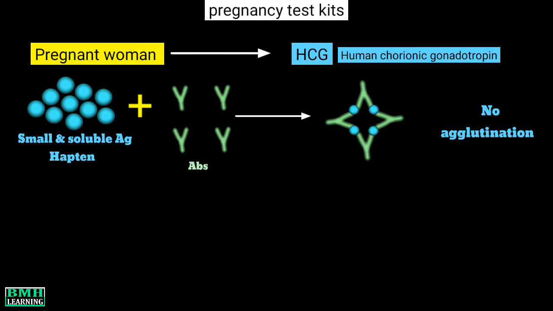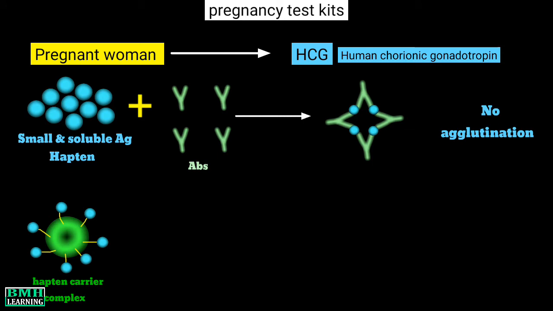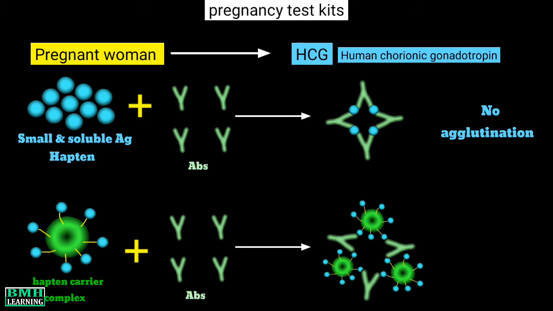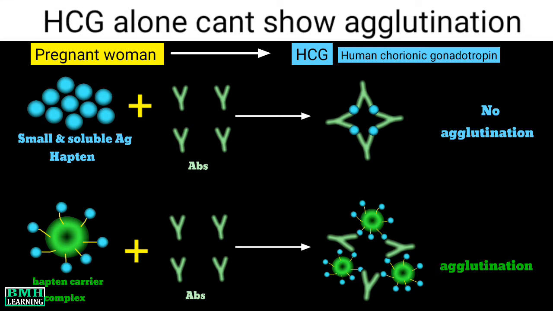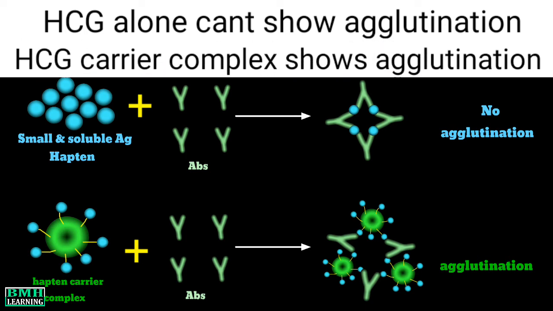How? When the hapten is conjugated with a carrier molecule, it becomes a hapten carrier complex. Now, this hapten carrier complex, if you see, has become quite large, and thus, when it binds to its specific antibody, a successful agglutination reaction is carried out. So, you have to remember two things. HCG alone cannot show agglutination, but its complex with a carrier can show an agglutination reaction.